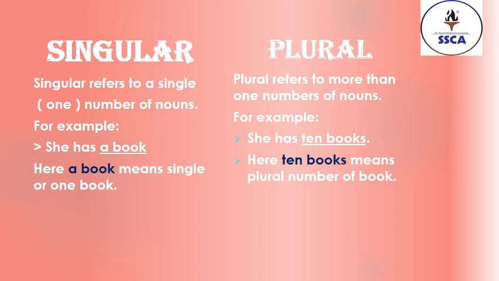Here you can see we have definitions of singular and plural. Singular refers to a single number or one number of nouns. For example, she has a book. Here, a book means a single or one book. The other definition is of plural. Plural refers to more than one number of nouns. For example, she has 10 books. Here, 10 is the plural form and books means it's plural. Let's move on to the next slide.